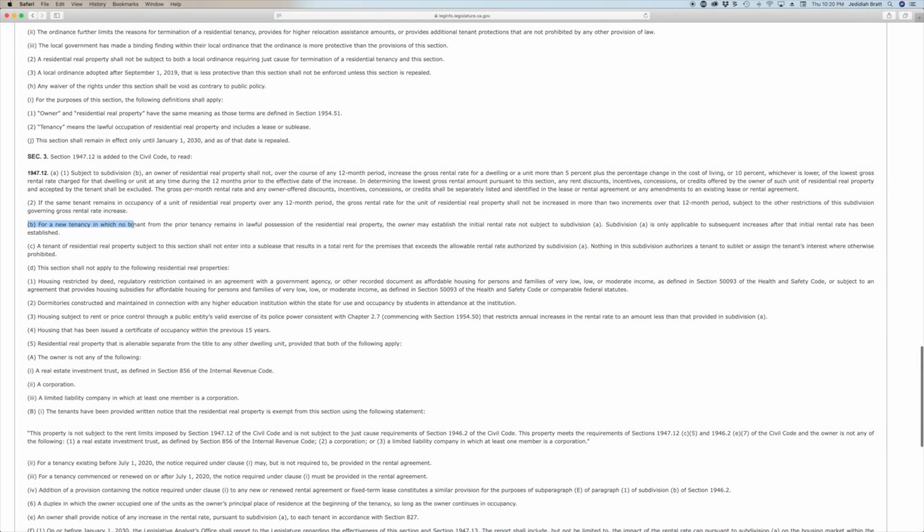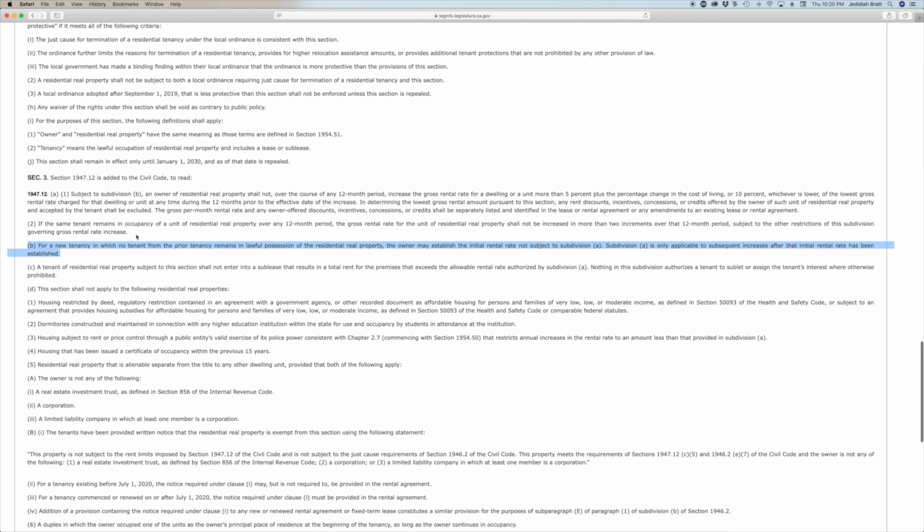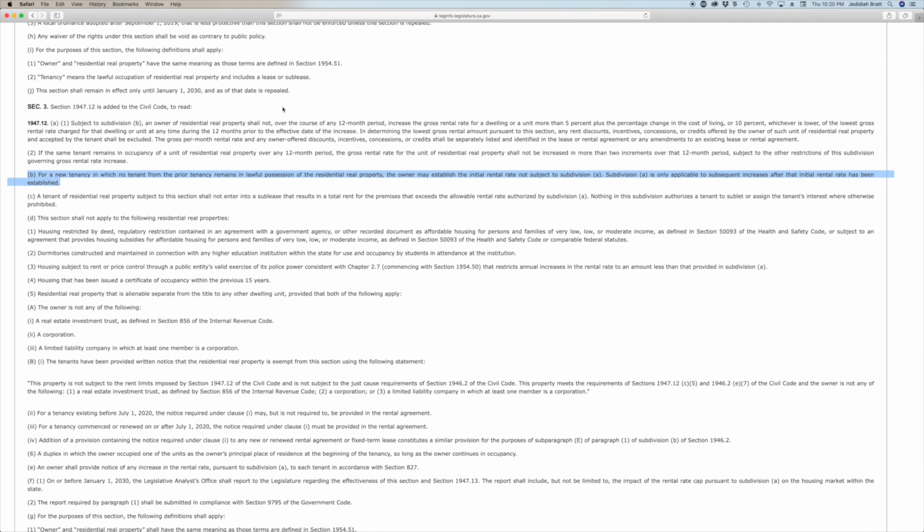Also, one more clarification to point out, as it might not be clear in this, is this only applies to subsequent increases on existing tenancies, which is a great clarification to understand. So in other words, once a unit is vacated, the owner is allowed to once again independently reset their market price for the next tenant.